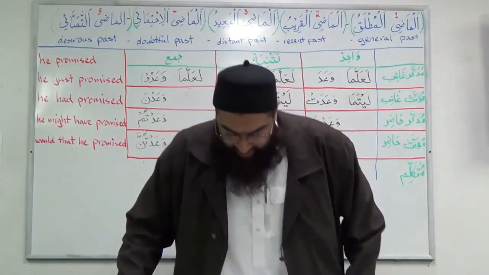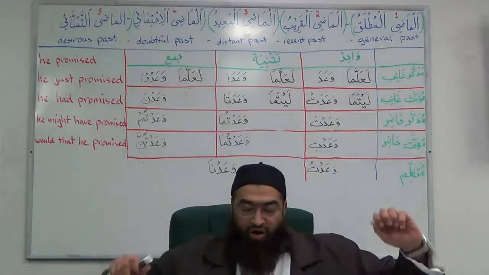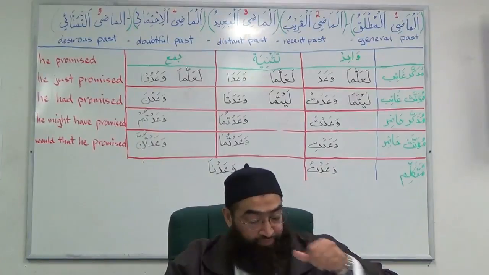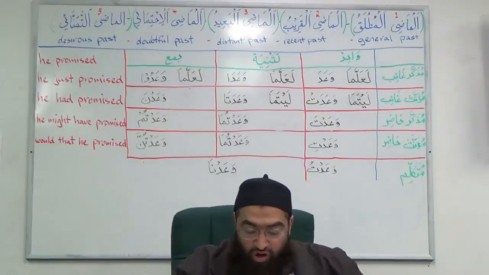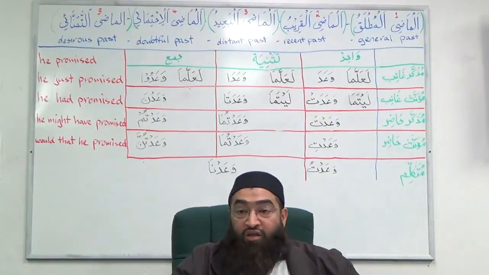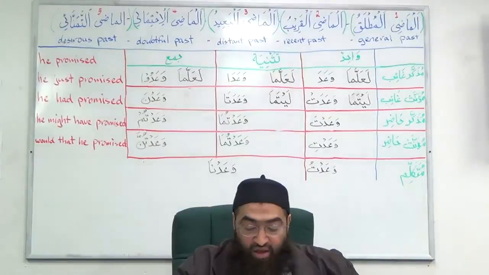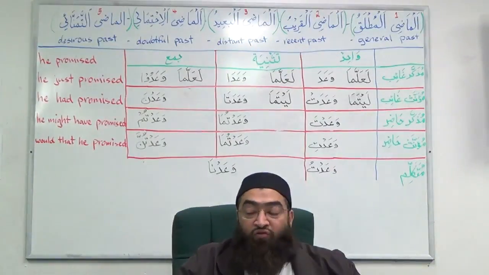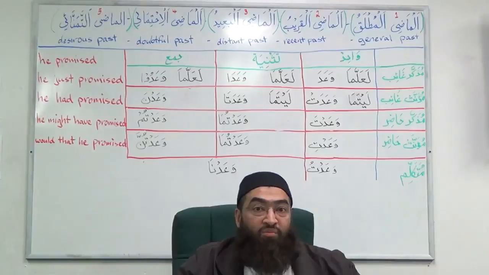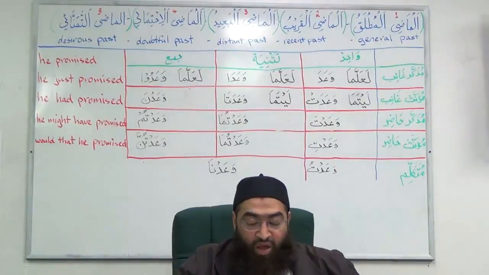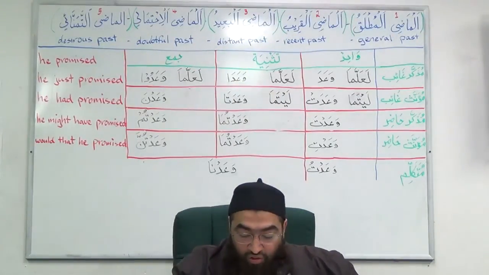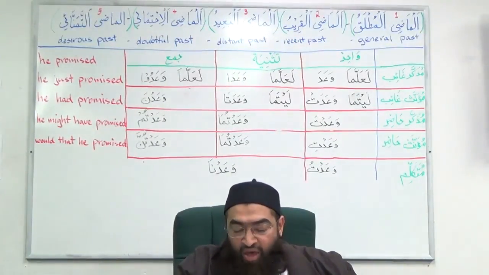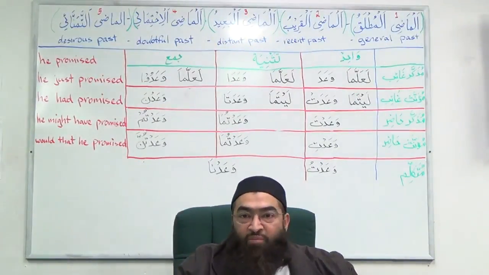Alright, let me give some examples of both. So far we had learned madi mutlaq, madi qareeb, and madi ba'id. Now we're learning two more types of past tense. Madi ihtimali, there's another word for it, al-madi shakki. Shak means doubt, right? So ihtimali, there's a doubt. So a doubtful past. It's achieved by adding the word la'allama before it. So for example, la'allama dhahaba zaydun ilal masjid.